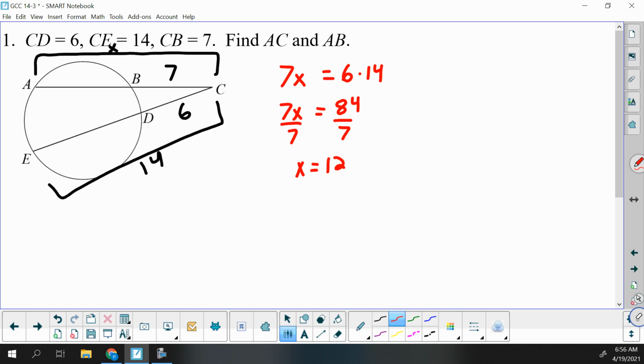Well, the two things we wanted to know were AC and AB. The x represented AC, so that one's done. AB was just this part here. Well, if x was 12 and BC is 7, 12 minus 7 just tells us that AB is 5.